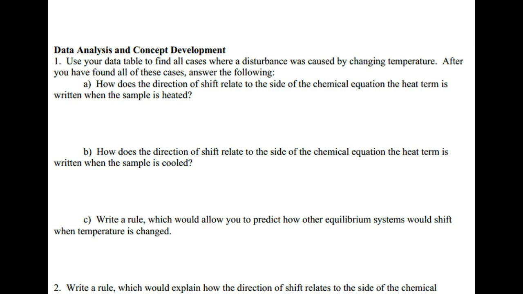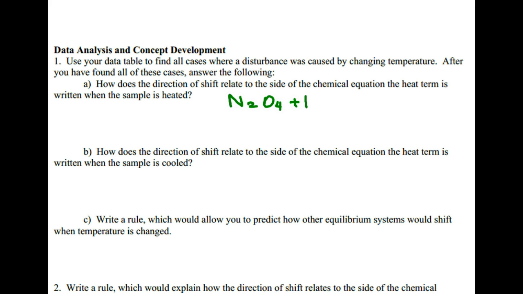For number 1A, it says how does the direction of shift relate to the side of the chemical equation on which the heat term is written when the sample is heated? So what it's basically asking is how does the shifting of the equation relate to the heat that's in an equation when the reaction is heated. So let's take a look at the reaction that we have in our lab packet.